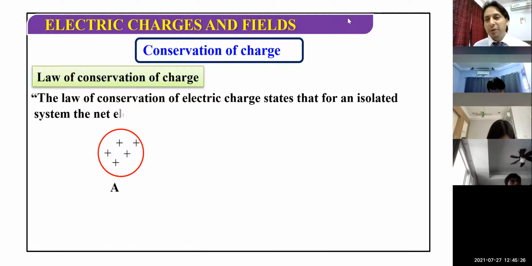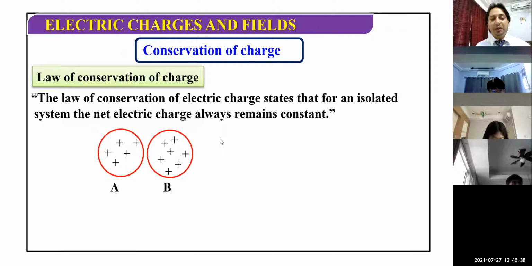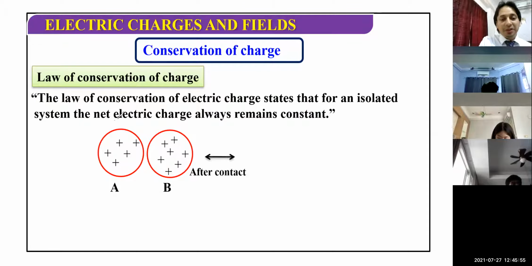First you can make a note of this definition. The law of conservation of electric charge states that for an isolated system, the net electric charge always remains conserved or constant. For an isolated system, children, net electric charge, this is the meaning, net electric charge, it remains conserved or constant.